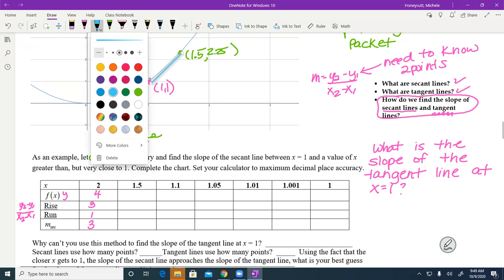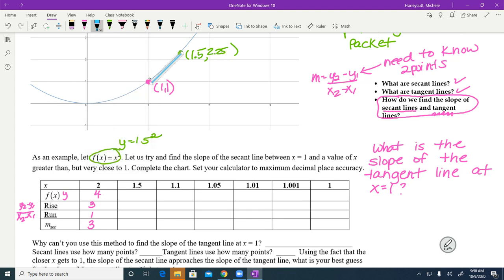So let's see. My y value would be 2.25. The rise is 2.25 minus 1, 1.25. The run is 1.5 minus 1, which is 0.5. And the slope is 1.25 divided by 0.5, and we get 2.5. So the slope of this line is 2.5.